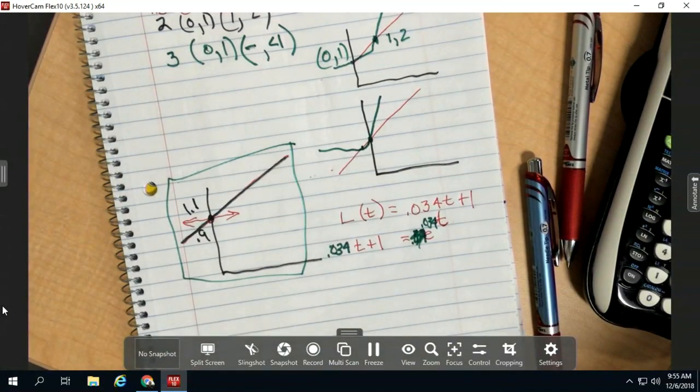When we come back, we're going to do some more work with compound interest, section 24B.